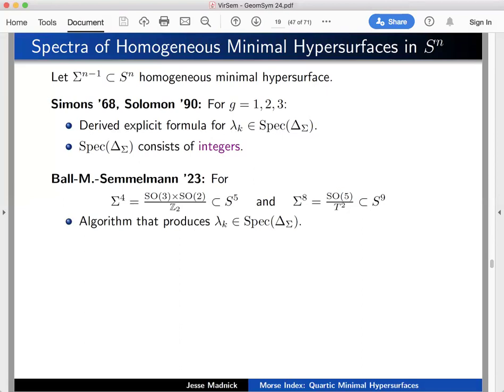However, when we looked at these two minimal hypersurfaces, this 4-dimensional one in the 5 sphere and this 8-dimensional one in the 9 sphere, Gavin, Uwe, and I were unable to get an explicit formula for the eigenvalues. Unfortunately, the best we could do was get an algorithm that generates the eigenvalues. So what do I mean by an algorithm? I mean this: you give me a negative number, let's say negative 100, and our algorithm spits out the eigenvalues of the Laplacian from 0 to negative 100.